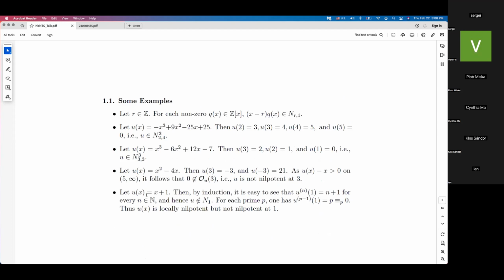You can consider u(x) to be equal to x plus 1. Then by induction, it's clear that the nth iteration of u at 1 is going to be n plus 1. So you will never see 0 in the orbit. But for every prime p, one can see that the (p minus 1)th iteration of u at 1 is p, which is congruent to 0 mod p.